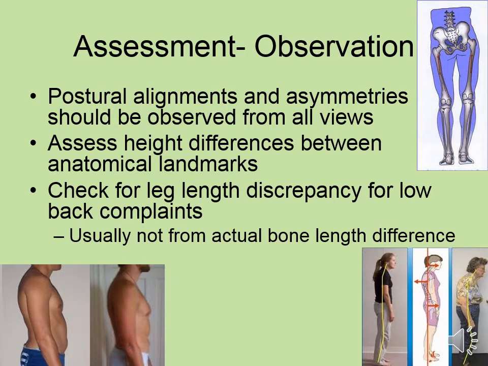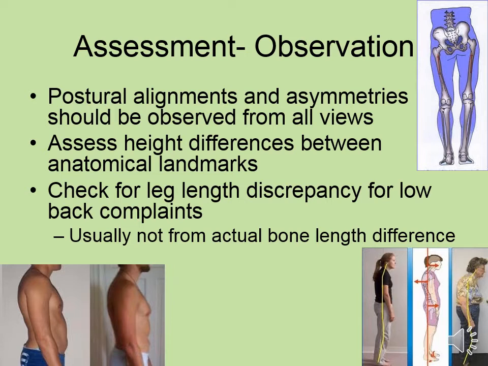For spine, doing observation is really important. At the clinic I work at, we actually have a really neat app on our tablets that does postural evaluation, but there's a lot of things you can see with the naked eye as well. So postural alignments and asymmetries should be observed from all views. You want to look at people from the front and from the side at least, but also from the back is a good idea.